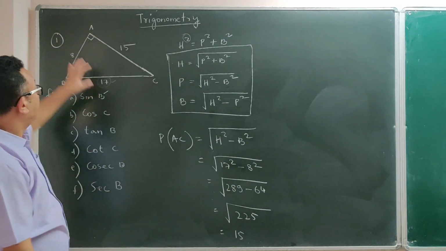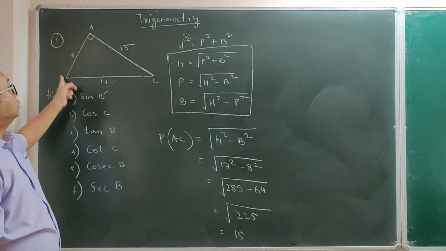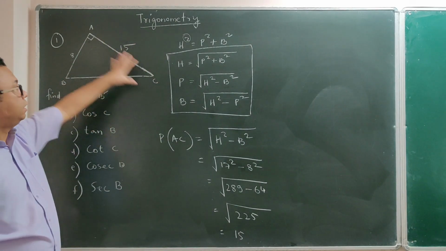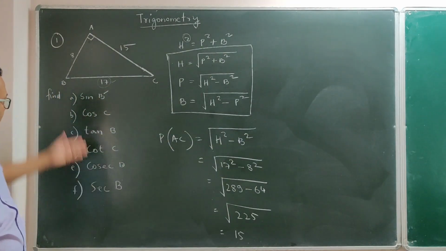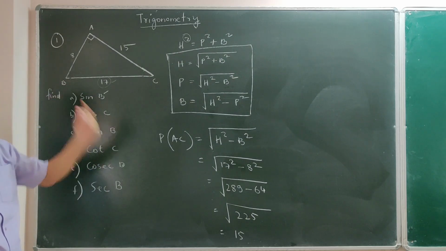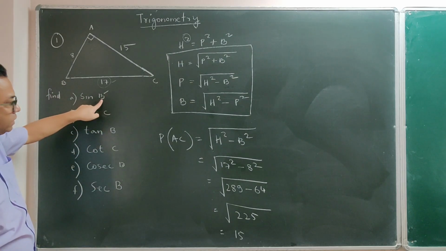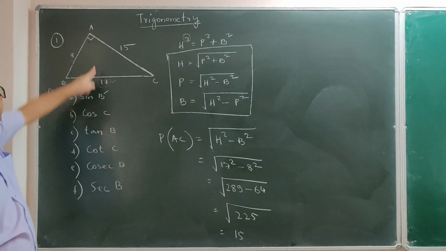Now I have all three sides of the triangle. If I have all three sides, I can answer any of the questions which are given now. See, I have taken here 6 trigonometric ratios: 1, 2, 3, 4, 5, 6, all 6 of them. But for some the angle of reference is B and for some the angle of reference is C. So you have to be careful. It cannot be A.